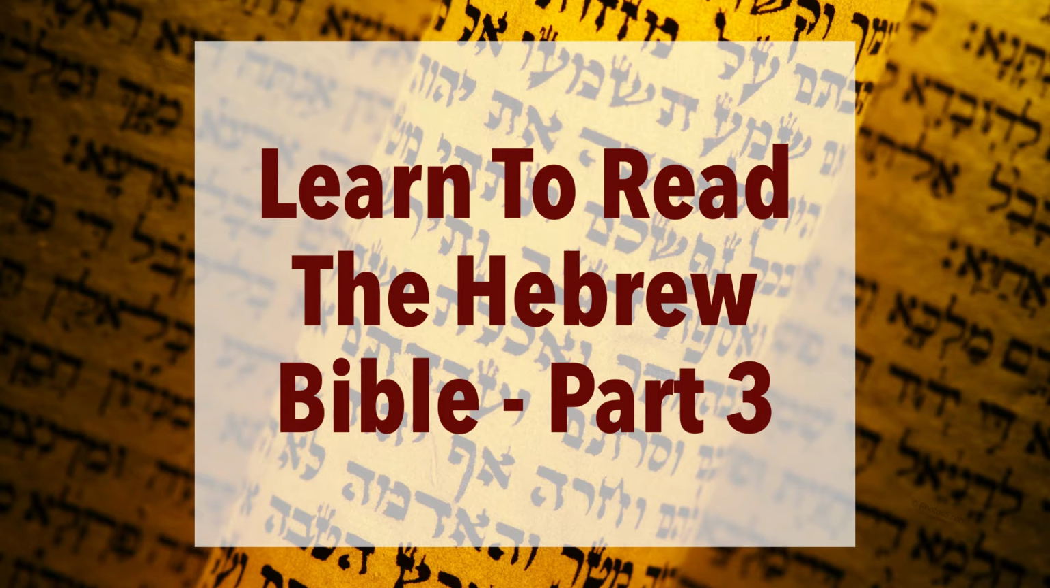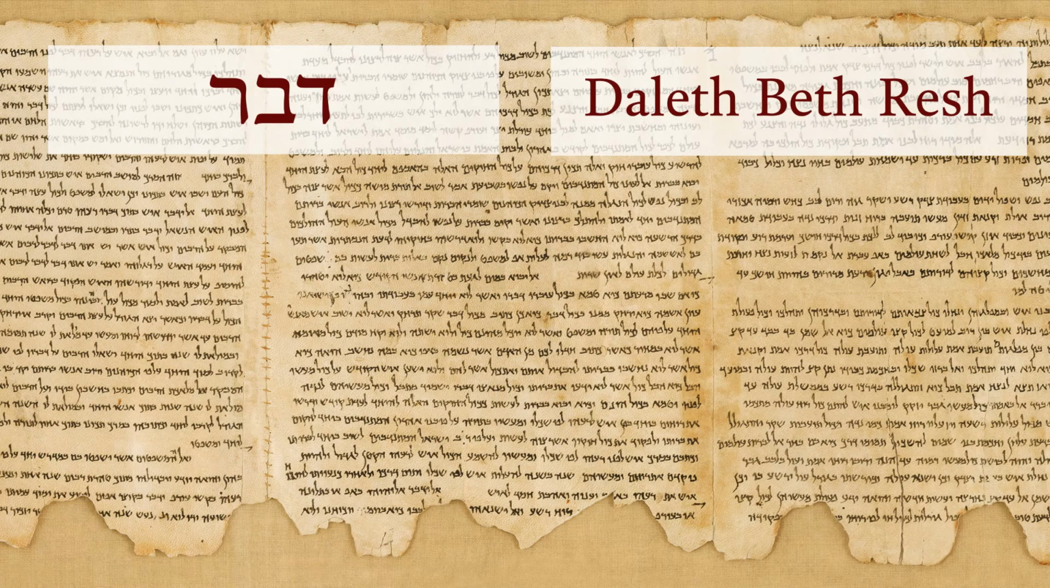We are in this series, Learn to Read the Hebrew Bible, and this is part 3, where we will learn to read the vowels, recognize the vowels. And why are the vowels important? We have this word here, davar, dalet, bet, resh.